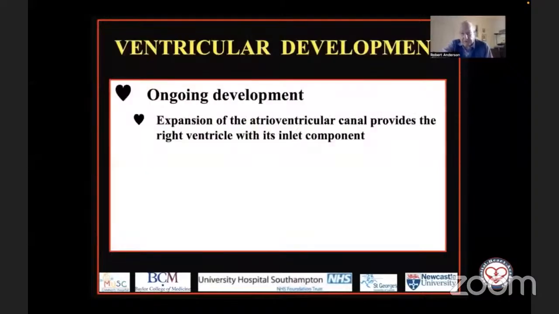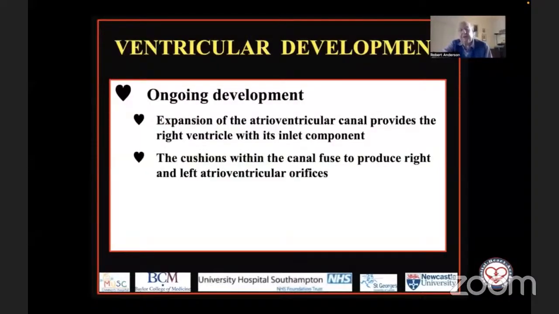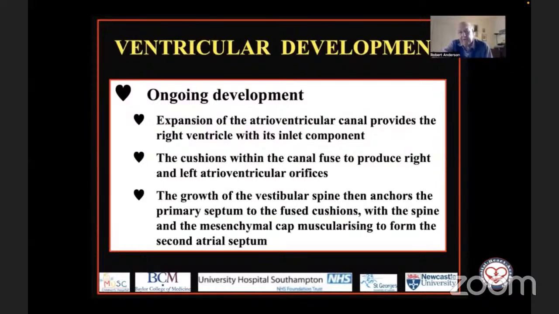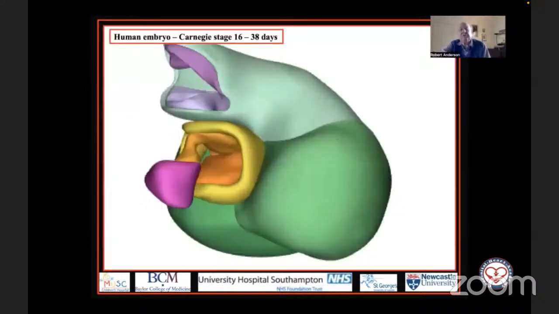So expansion of the atrioventricular canal has given the right ventricle its inlet, but during this process, the cushions within the canal have also fused to separate the right and left orifices. And this is where the vestibular spine comes into its own, because it grows in, muscularizes, and it forms the true secondary atrial septum, binding down the primary septum to the atrial aspect of the fused cushions.